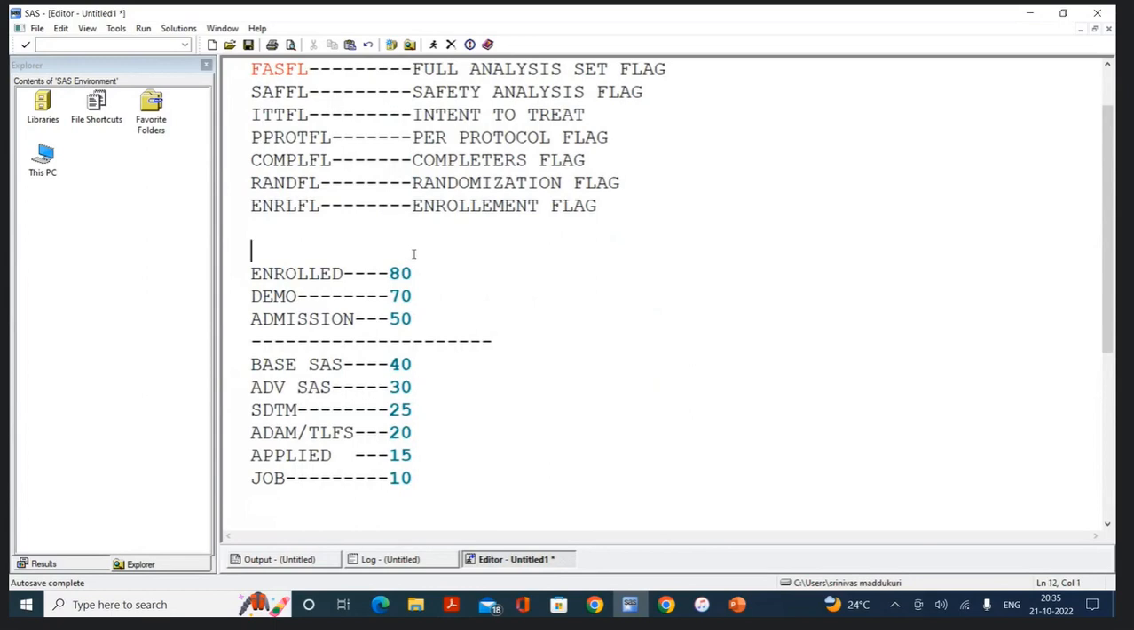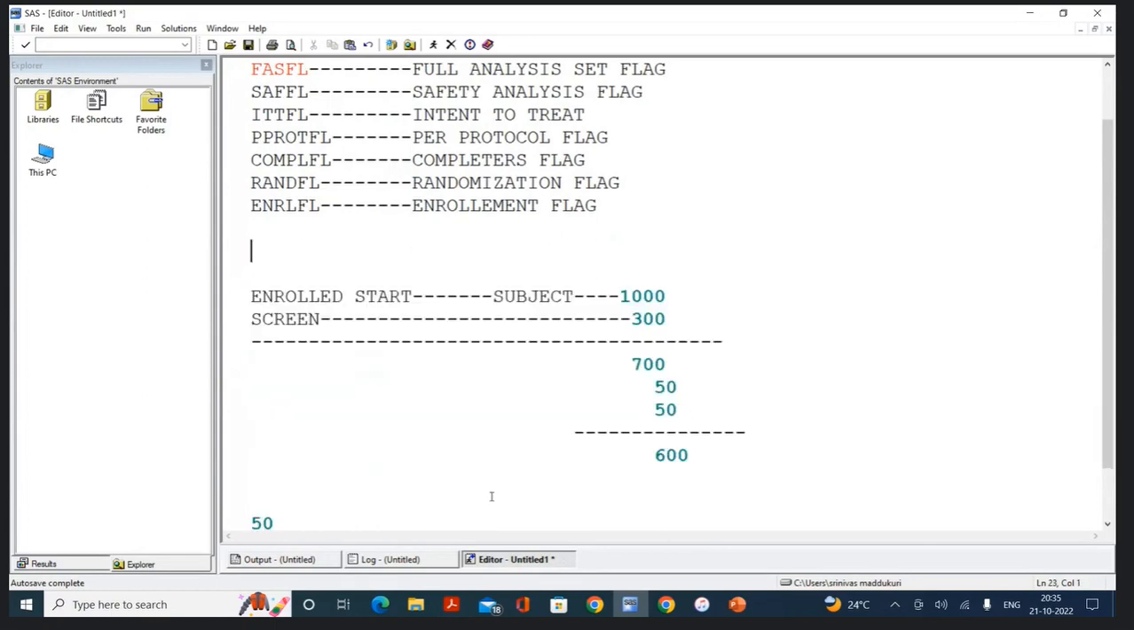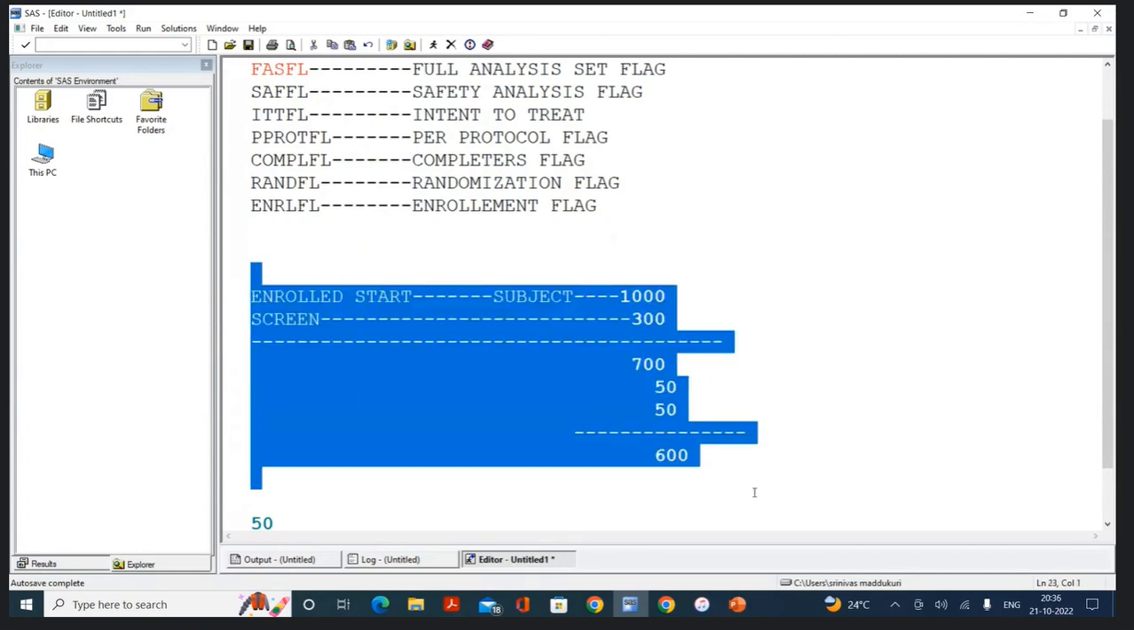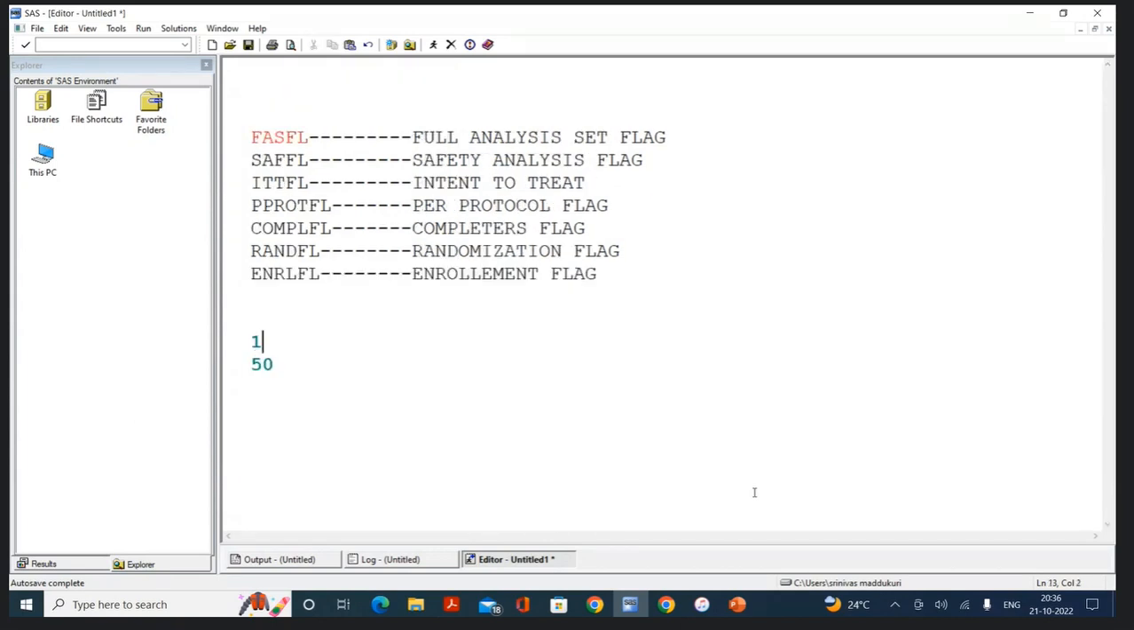Okay. Now the criteria is going to differ from one flag to another flag. What is the criteria that we have for safety flag? Now, if we have 1,000 subjects in our study, how many subjects are you going to consider for safety analysis?